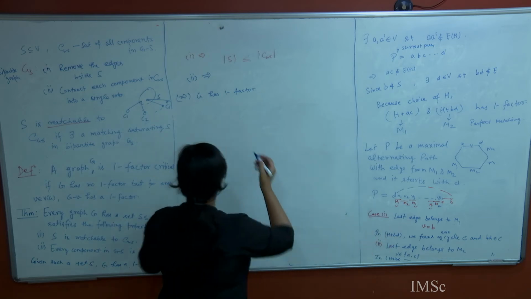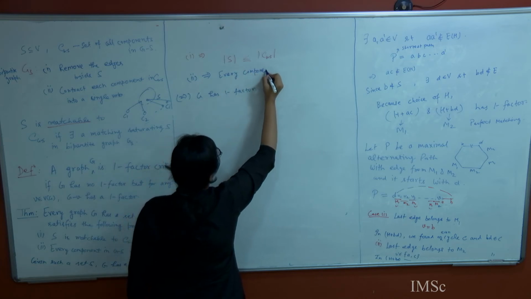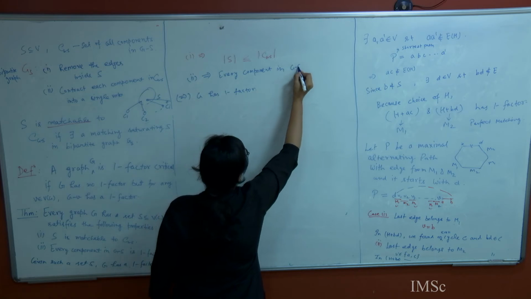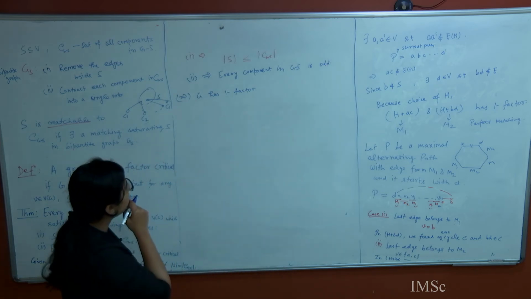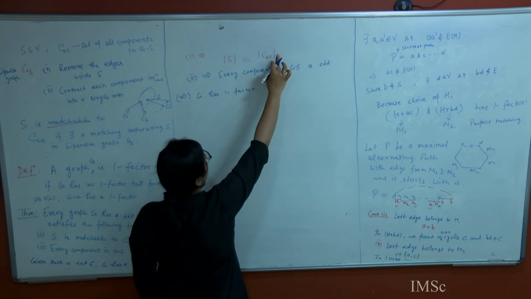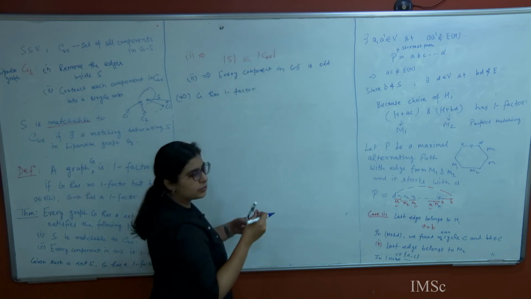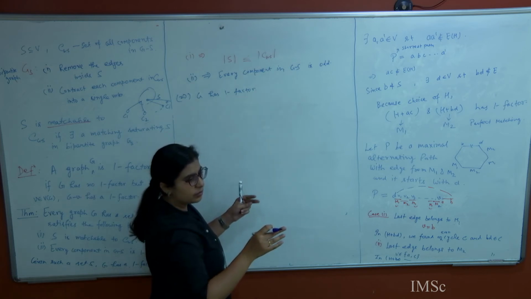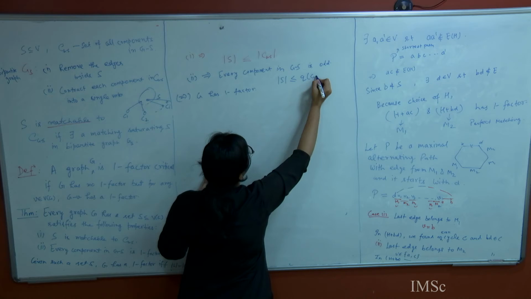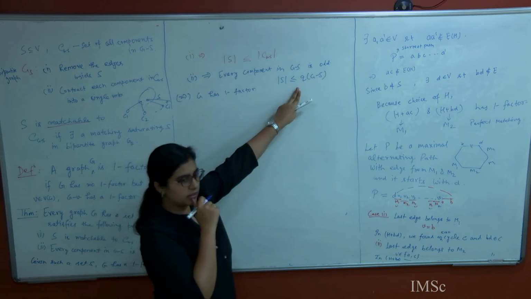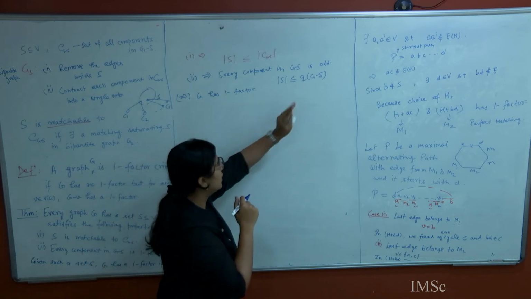So, the second property implies that every component in G − S is an odd component. That means the cardinality of C(G − S) is exactly the number of odd components, q(G − S), because every component is odd. So, the cardinality of S is at most q(G − S). Is it correct? Right? Okay. So, at most this.